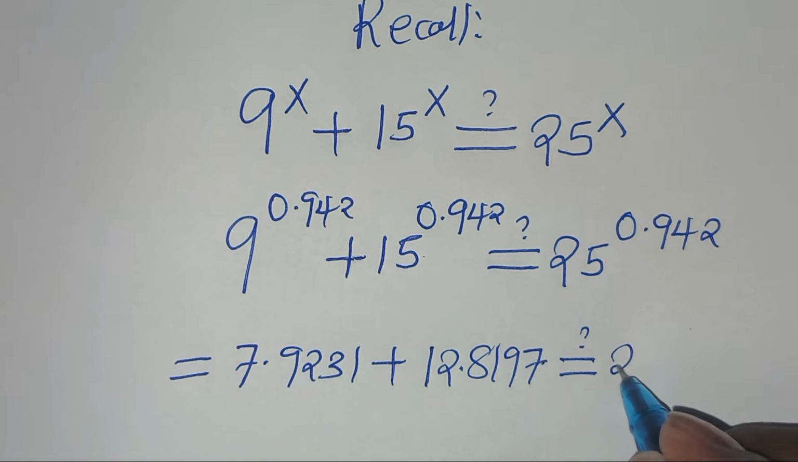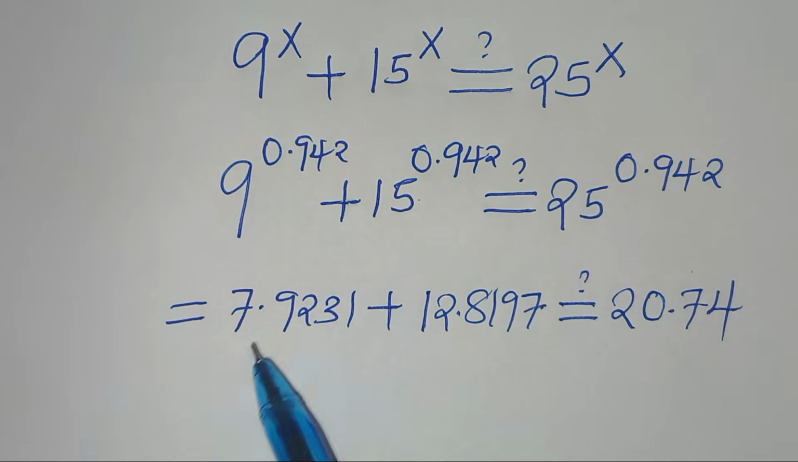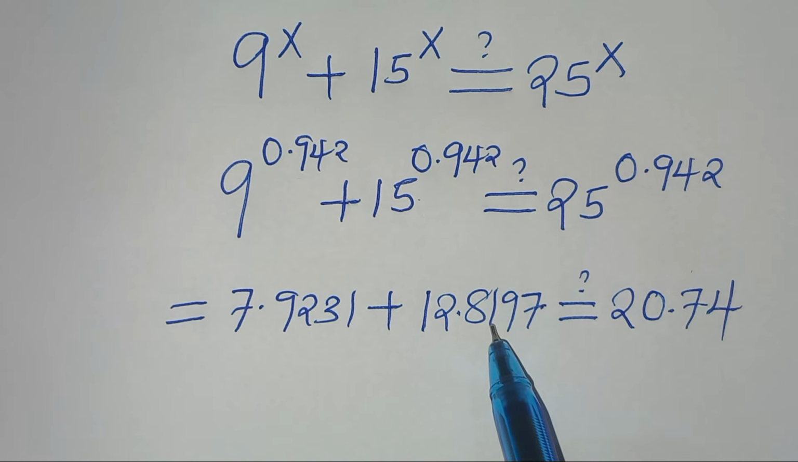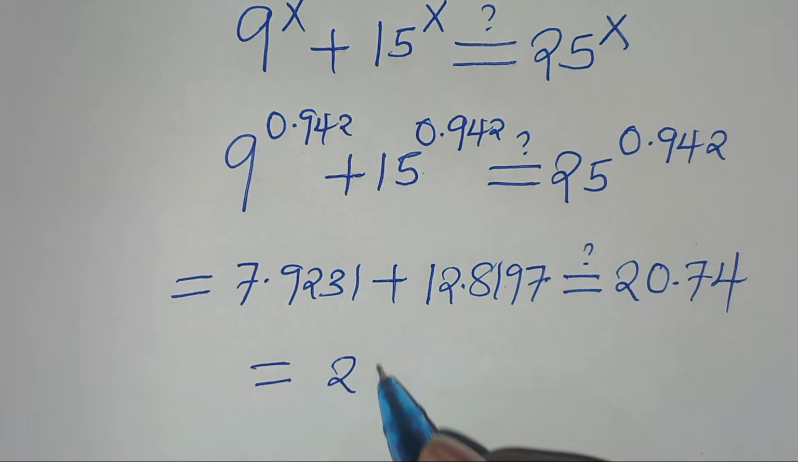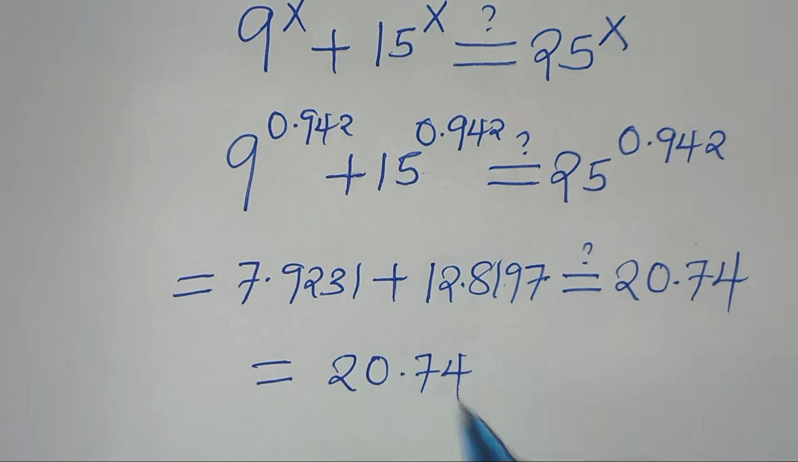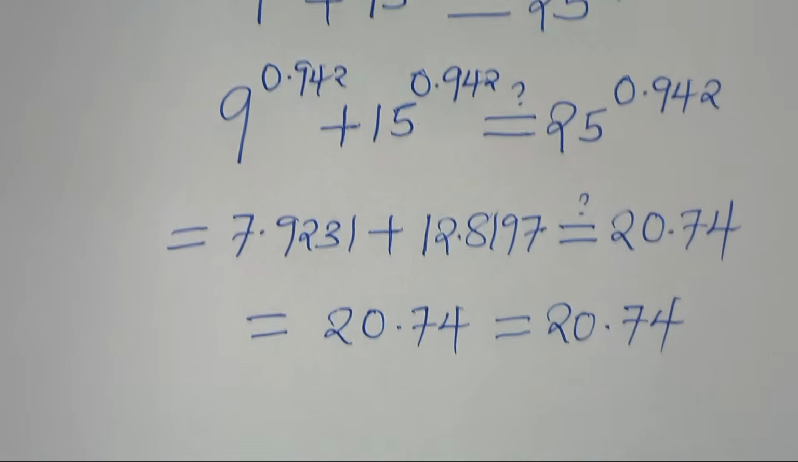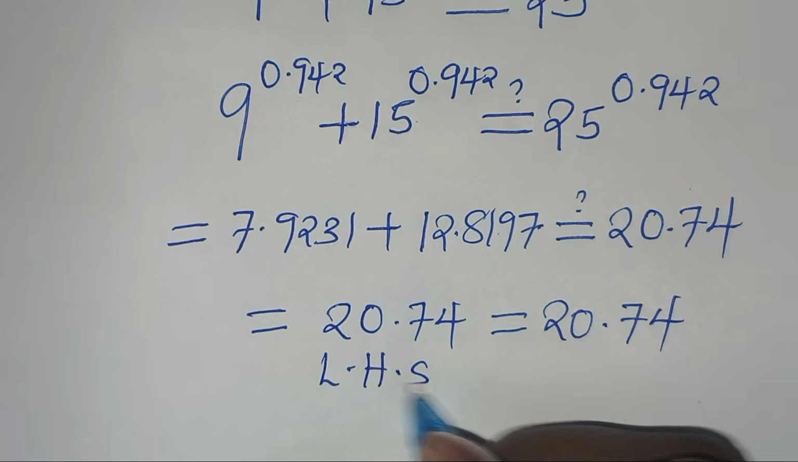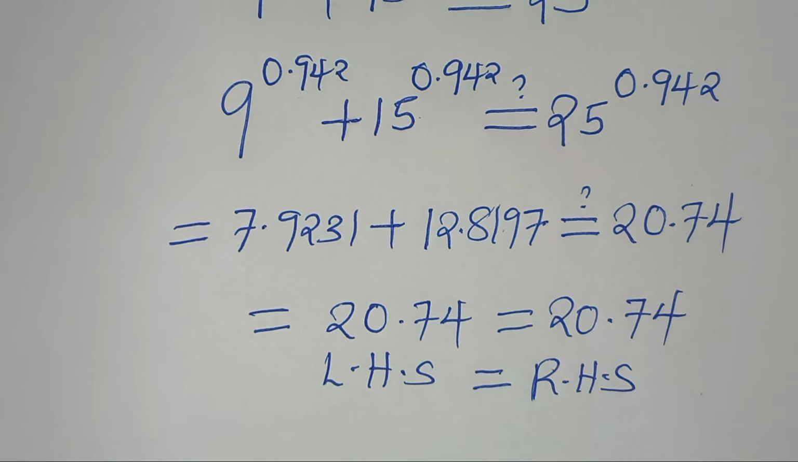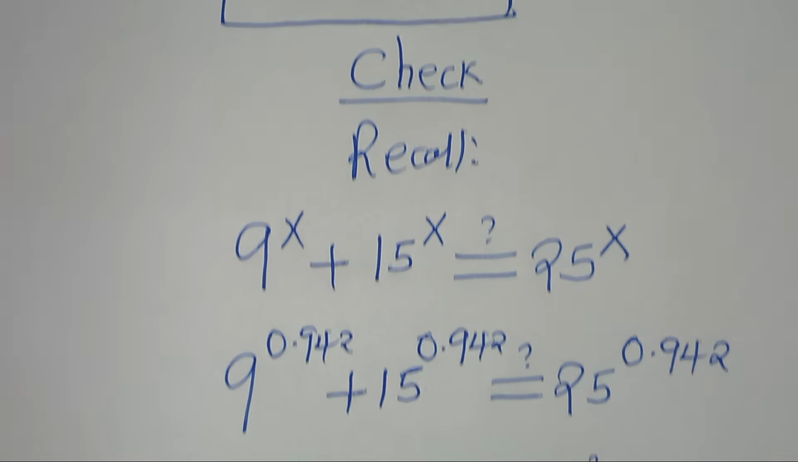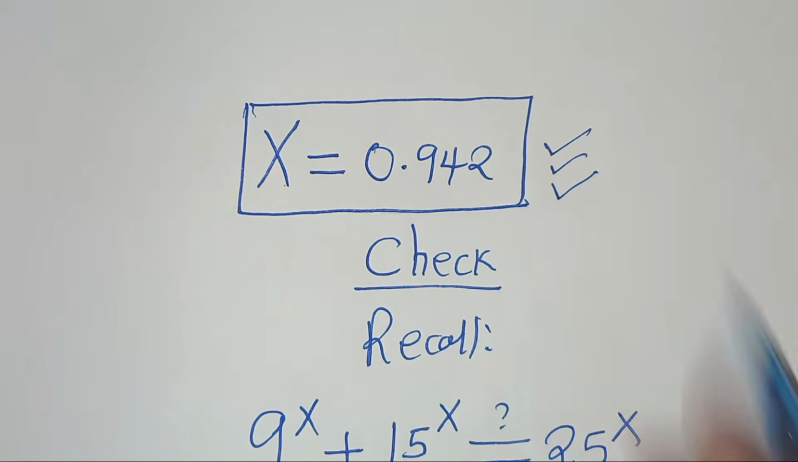This is equal to 20.74. Now, if we sum 7.9231 plus 12.8197 to two decimal places, this is the same thing as 20.74, which is equal to 20.74. So the left hand side is equal to the right hand side. And this affirms that the value of x here, which is 0.942, satisfies the equation.